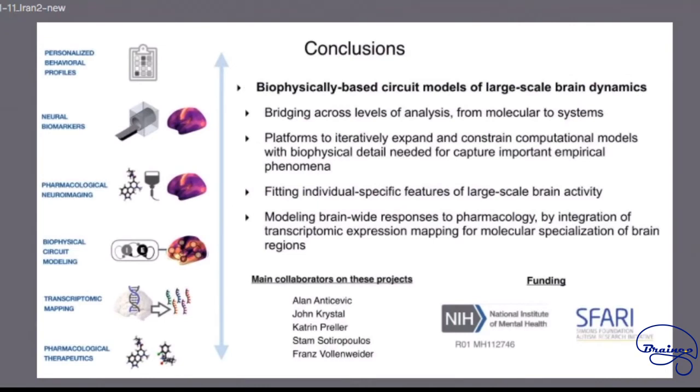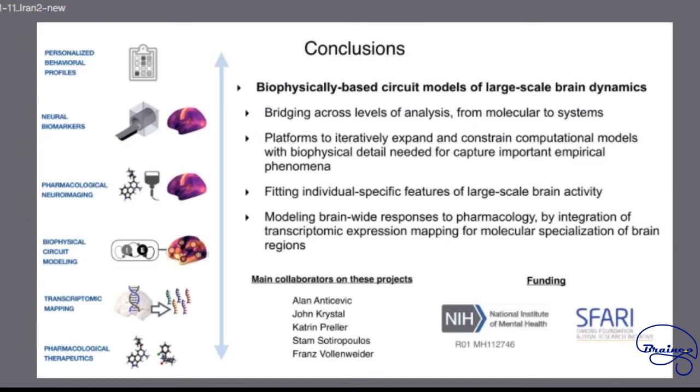And so, in general, our effort is to try to bridge these levels through mechanistic models, to actually be able to use knowledge of local neurophysiology and the molecular effects of pharmacology and bridge that all the way to human neuroimaging and ultimately to inform psychiatry and therapeutic development. And so we think that this is a useful platform that we can iteratively expand and refine and add in more biological detail as is important for the questions at hand.